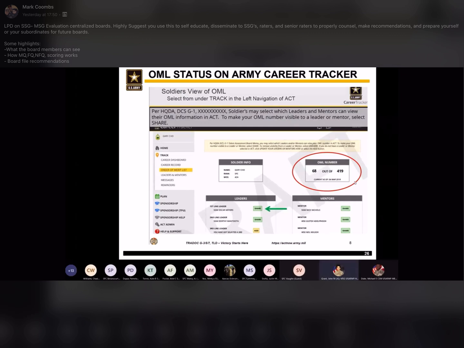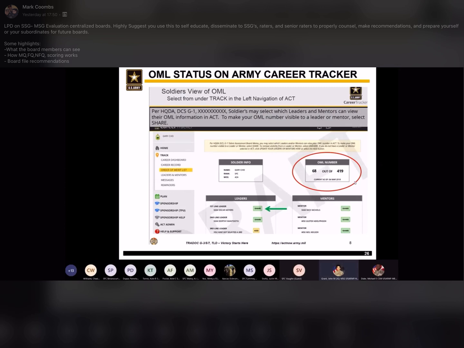And your OML, in this case Sergeant Cho's OML, is 68 out of 419. That means on the OML that I showed you, Sergeant Cho fell at number 68, and there were 419 Sergeant First Class 42 Alphas that were eligible. So it'll give you a good view of where you stand amongst your peers. But as Sergeant Major said, you can only share that with leaders and mentors that you choose to share it with.